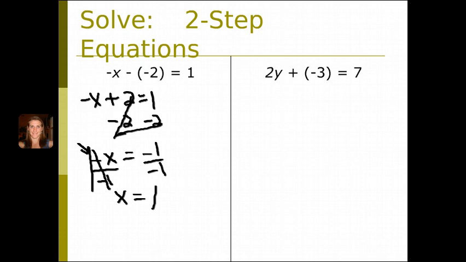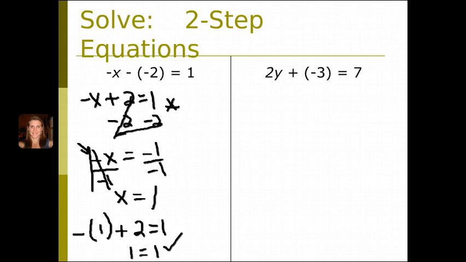To test our answer, we plug it back into the original equation, and we're going to use our simplified equation as our original. So we'll say negative, and then 1 goes in for x, plus 2 equals 1. Well, negative 1 plus 2 is 1, and 1 does equal 1, so it checks out.